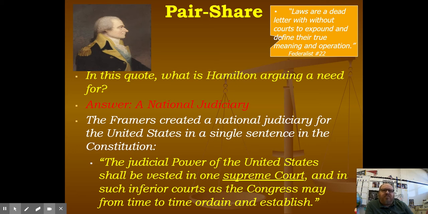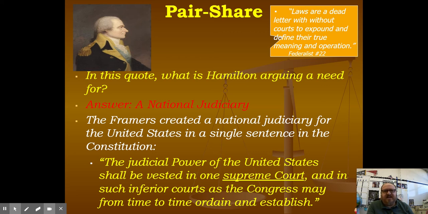Start off with this quote by Alexander Hamilton in Federalist Number 22. Laws are a dead letter without courts to expound and define their true meaning and operation. So what does that basically mean? It means that without courts to explain to us what the laws are, what they mean, how they work, how they are applied, then the laws are open to interpretation by anyone.